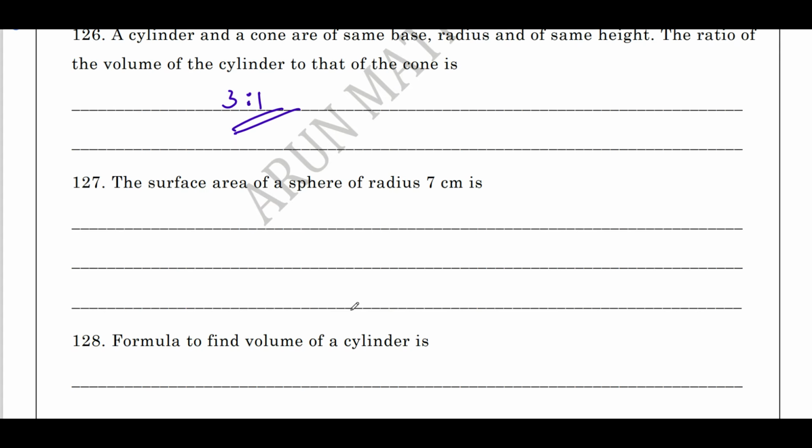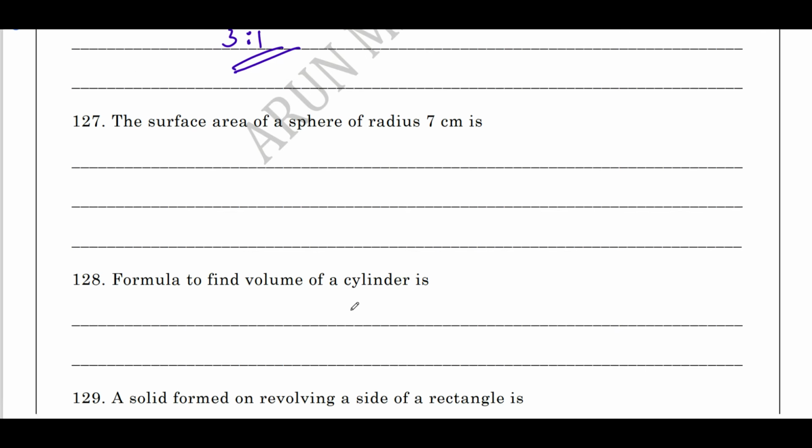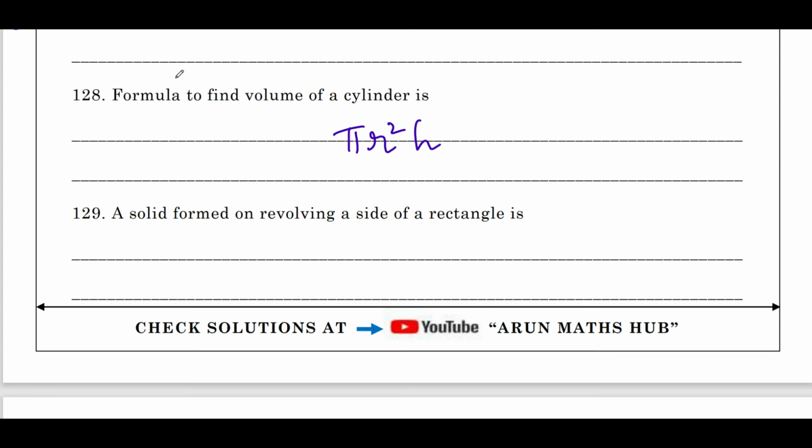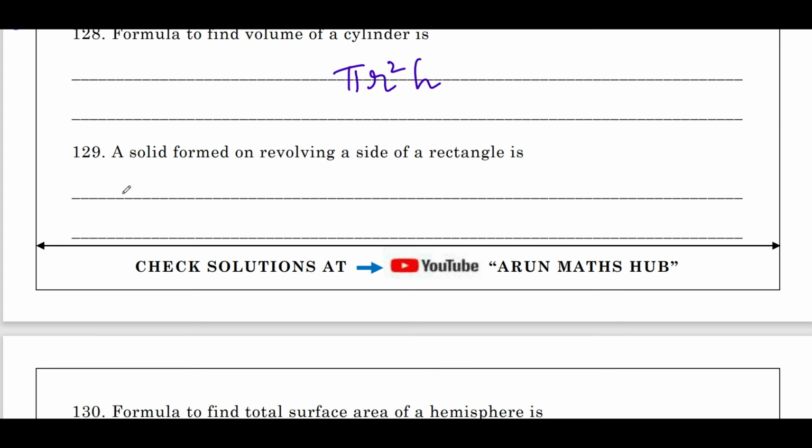Find the surface area of sphere of radius 7 centimeter. You can try it by using the formula 4 pi r square. The formula to find out the volume of cylinder is pi r square h. Question number 129. A solid formed on revolving a side of a rectangle, what you get is a cylinder.